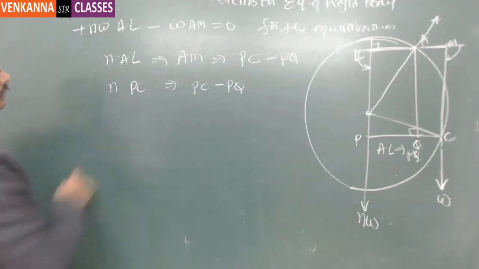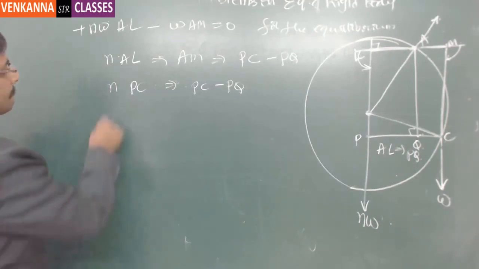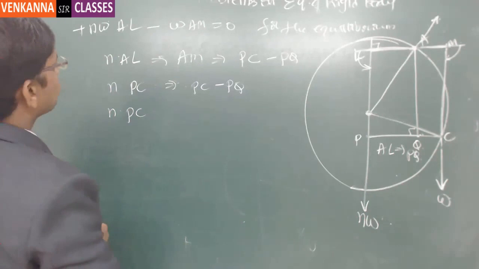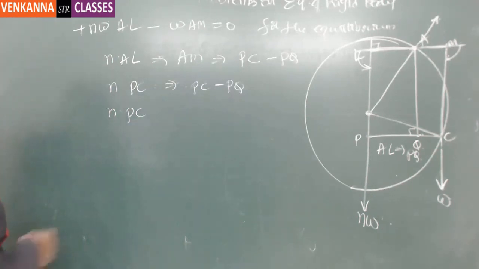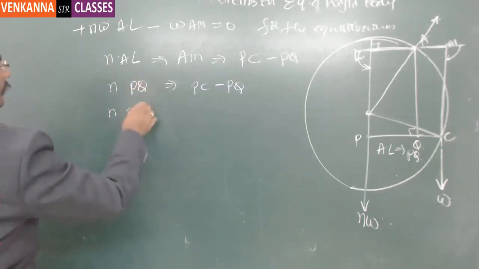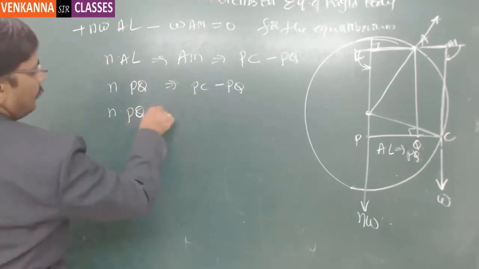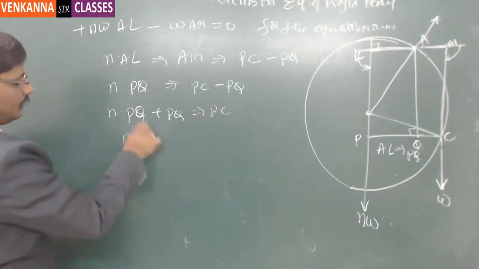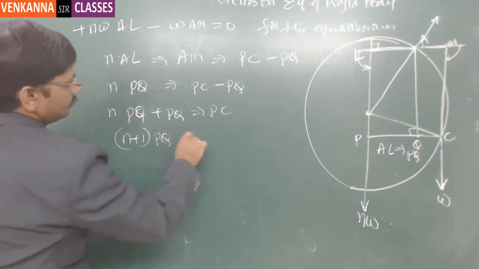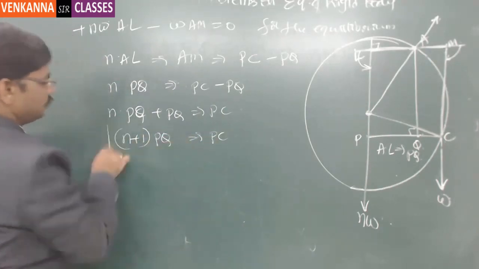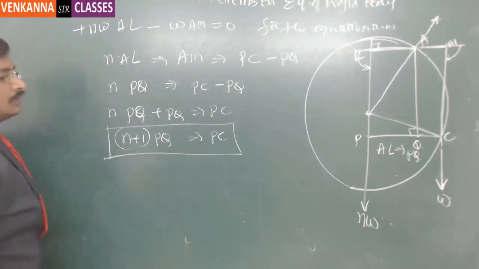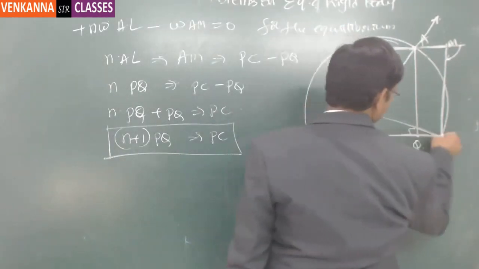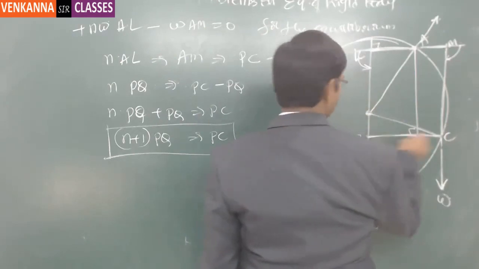Yeah, this is correct. N times of PC, sorry, this is PQ, yeah, PQ. PQ plus PQ is equal to PC. And then N plus 1 times of PQ is equal to PC. So this is one relation. So N times of PC is equal to PQ. So N times of PC is this length and PQ is this length.